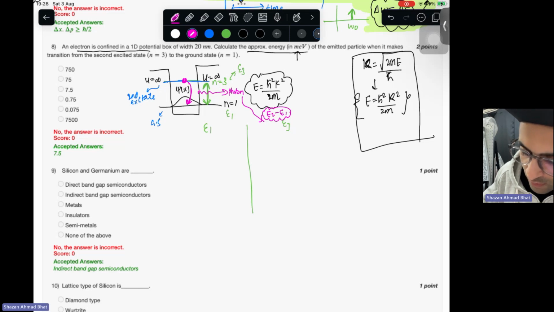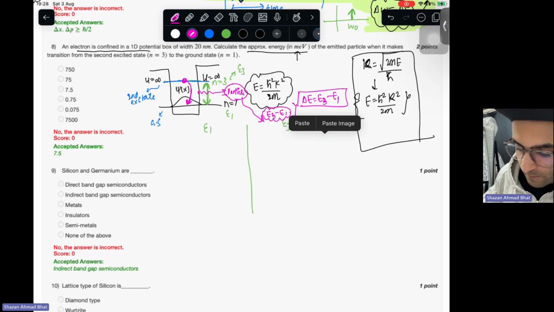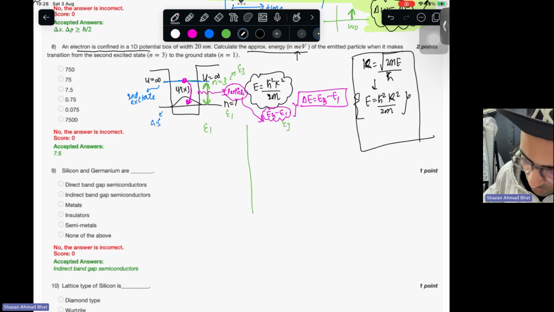Now he's not talking about a photon, he's talking about any other particle, because it can emit a photon, it can emit a phonon even. Let's say that the emitted particle is a particle, not a photon or a phonon. But we know, because of the conservation of energy, that the particle should have the energy equivalent to the energy difference between the two energy levels. It is E3 minus E1. Now we need to compute them separately, and we are done with the question. Okay, let's compute E1 first.